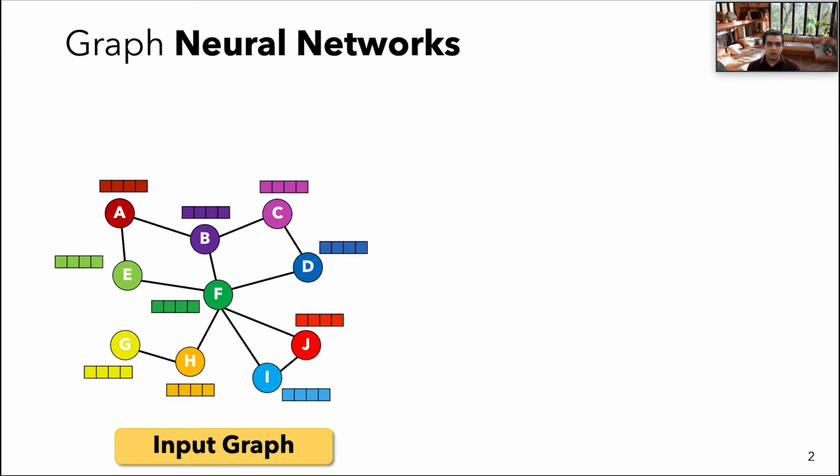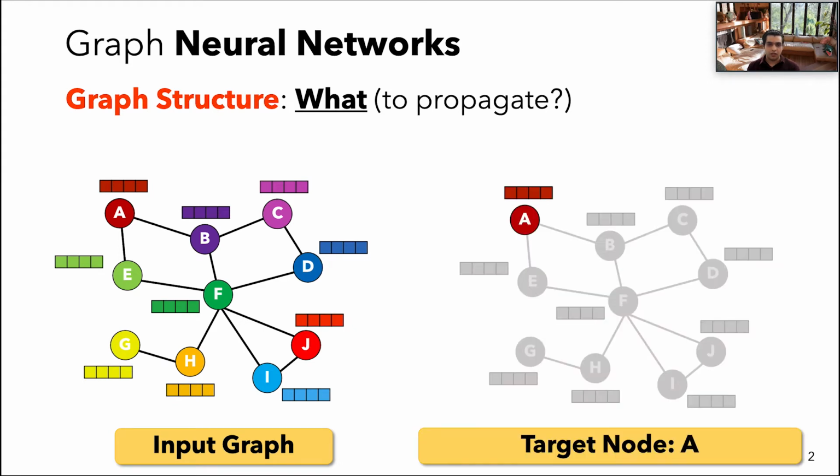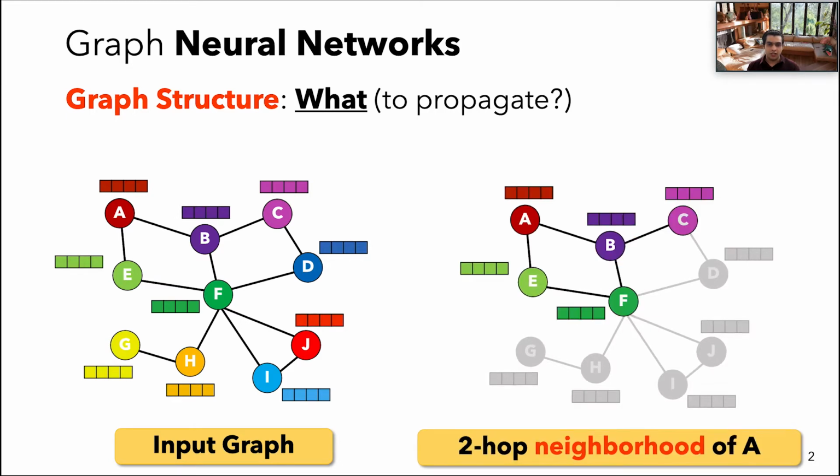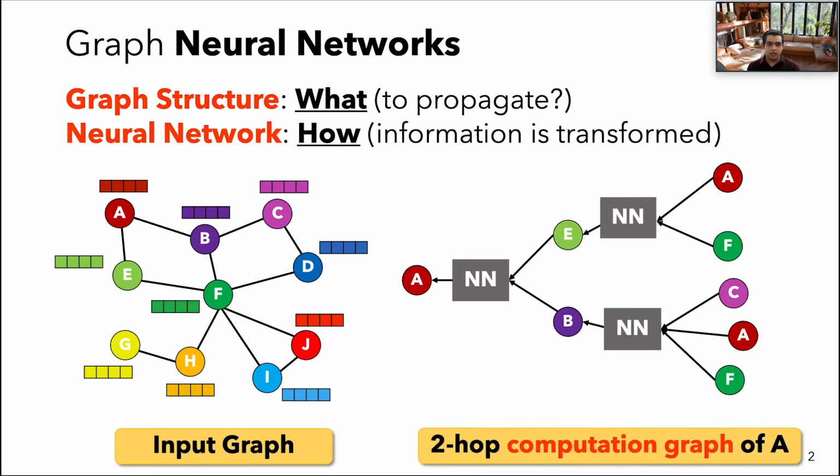GNNs use a neural message passing scheme to combine two things. First, they use the structure of the graph to determine what information to propagate. For example, here the two-hop neighborhood of node A determines what information it eventually receives in the form of messages. Second, neural networks determine how neighborhood information is transformed.